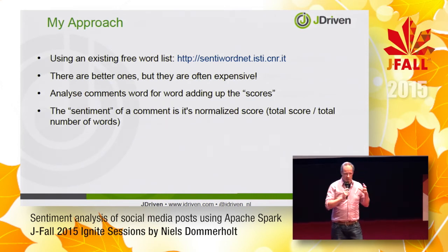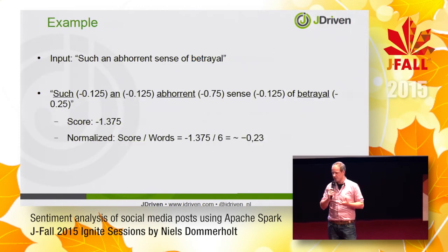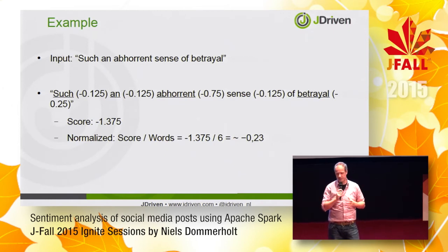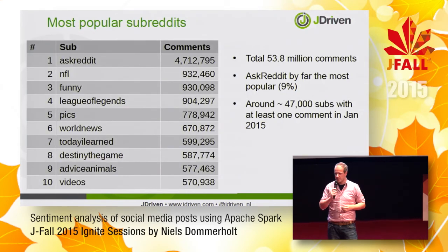So just to give a short example of how sentiment analysis works, you have a sentence, such as "an abhorrent sense of betrayal", with a bunch of negative words. You find the words in your word list, you add them up, normalize it by dividing over the length of the text, and then you end up with a normalized score. And this is what I did in the back.